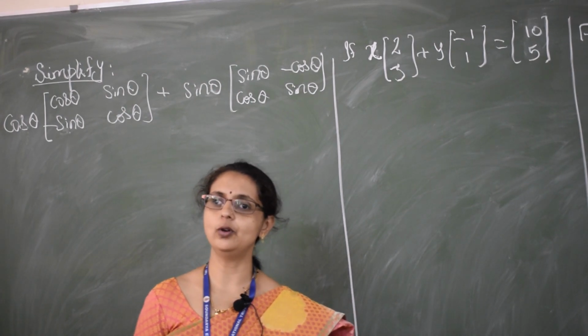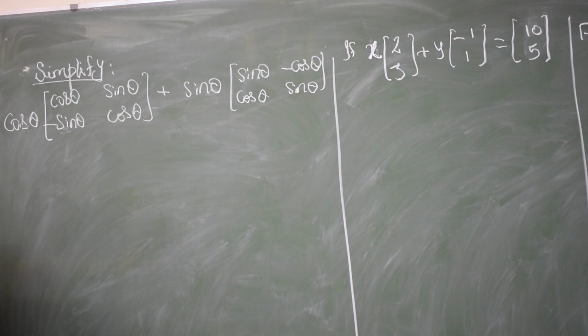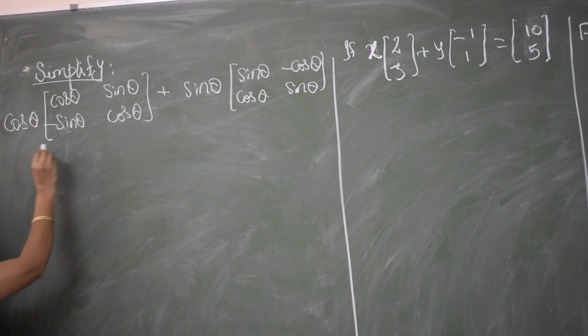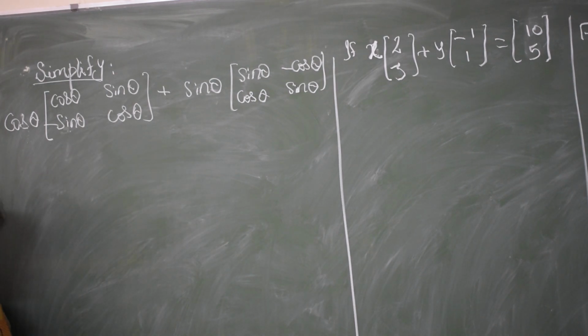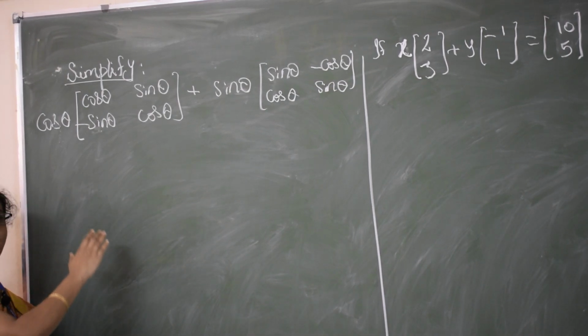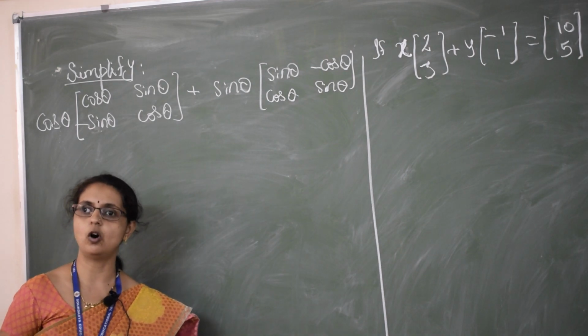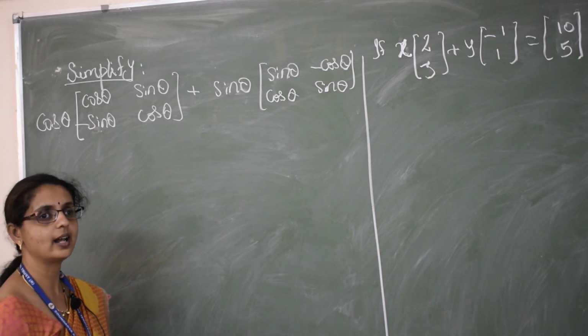So, not only theory problems, I am going to speak about a few objective questions in this class as well. Moving on to today's first question, let us check it out. Simplify the given expression. What do we mean by simplify the given expression? We are going to get this expression's value into its simplest form.